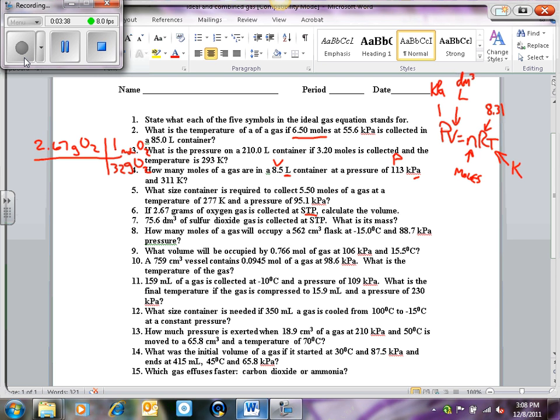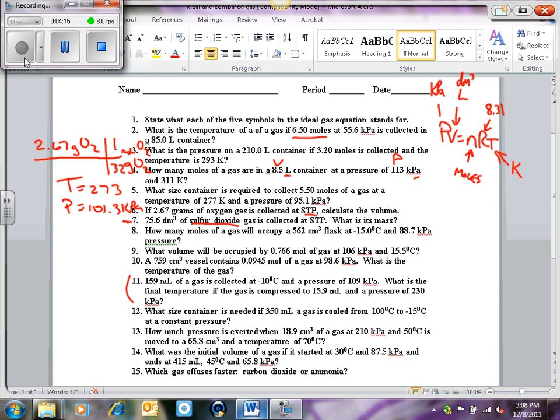Here's STP, so my T value is going to be 273, and my P value is going to be 101.3 kilopascals, not 760. That's millimeters of mercury. So it's got to be in kilopascals. Use 101.3. Solve for V. Pretty much the same thing in this one. You're going to solve for n, and then we convert your moles of sulfur dioxide, SO2, into grams. That's nice and easy. As we take a look, now all of a sudden we see down at number 11, this is a combined gas law problem.